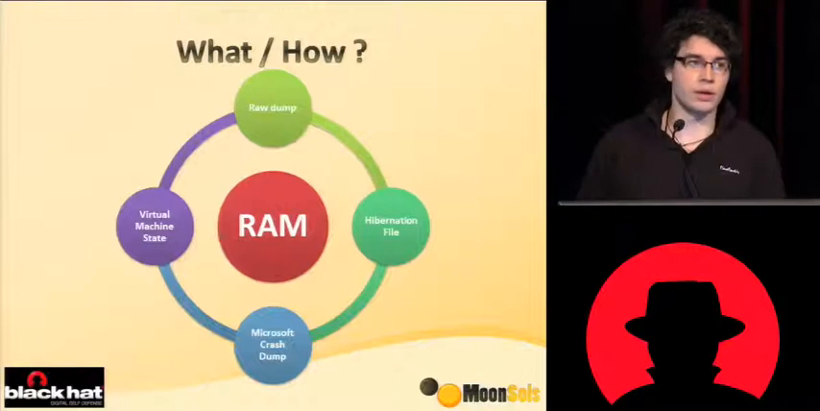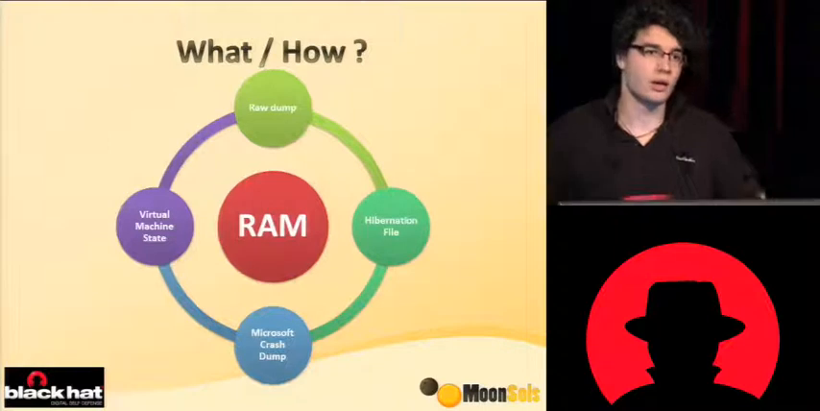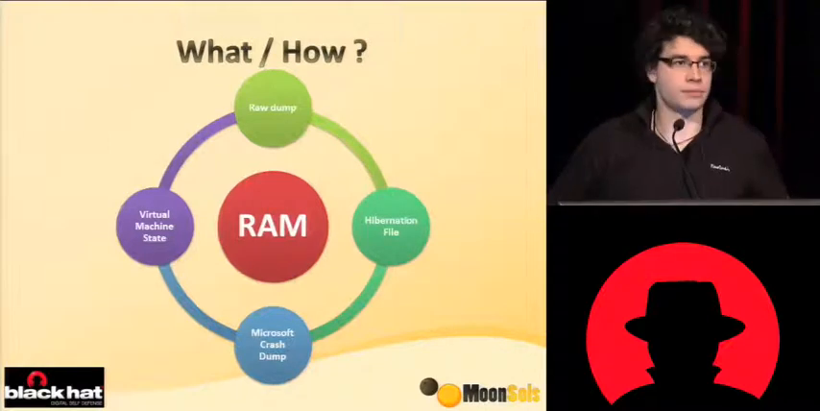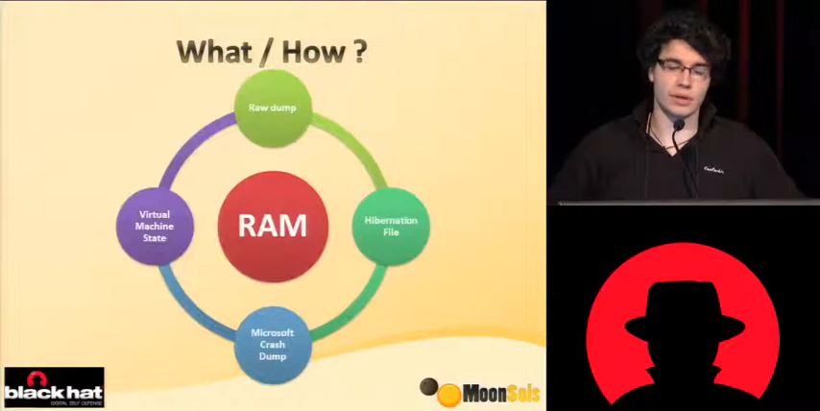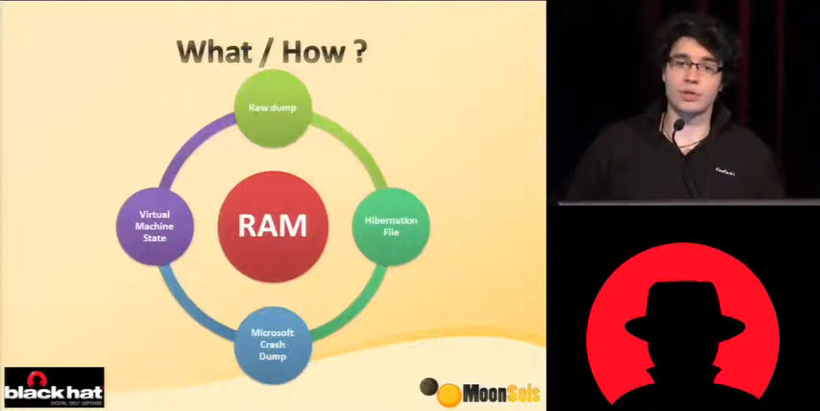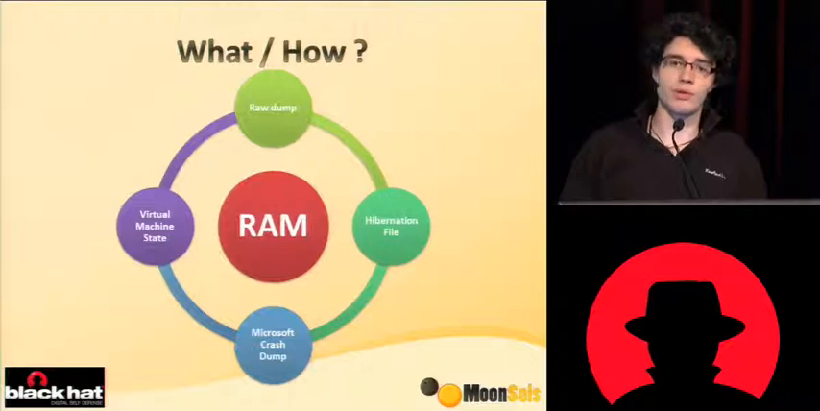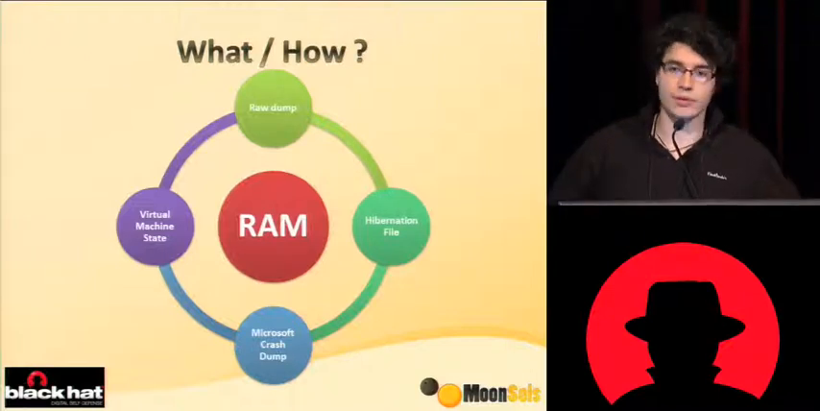The second way to get a memory dump on Windows is to use the hibernation file. It's present on Windows since Windows 2000, so you don't really need to install extra tools. And the third one is the Microsoft crash dump generated by the Bluescreen of death. This one has a notable advantage. When you have a Microsoft crash dump, you can analyze it with Windows Debugger, which is not the case of a raw dump or a hibernation file.